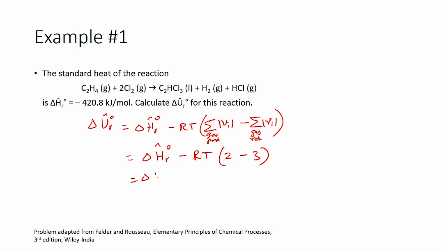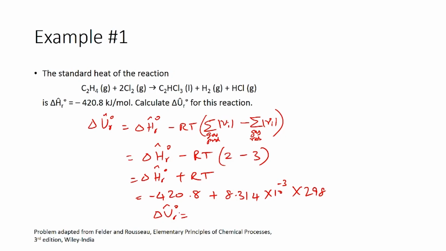So this becomes delta HR plus RT, and we have the HR value as minus 420.8 plus R, which is 8.314 times 10 power minus 3 because we want it in kilojoules per mole Kelvin, times your temperature. The temperature for standard heat of reaction would be 298 Kelvin. So using this we can calculate the standard internal energy change for this reaction as minus 418.3 kilojoules per mole.